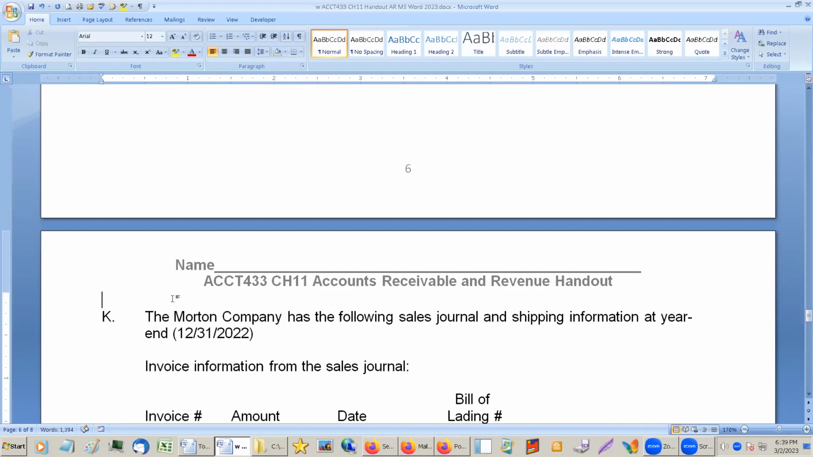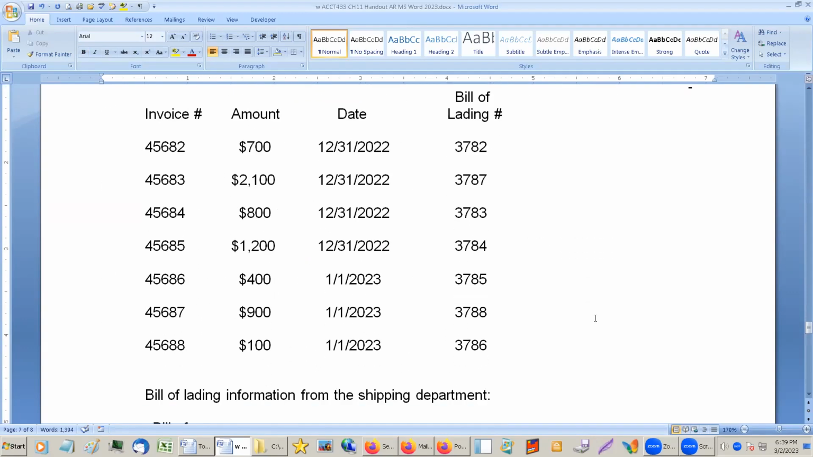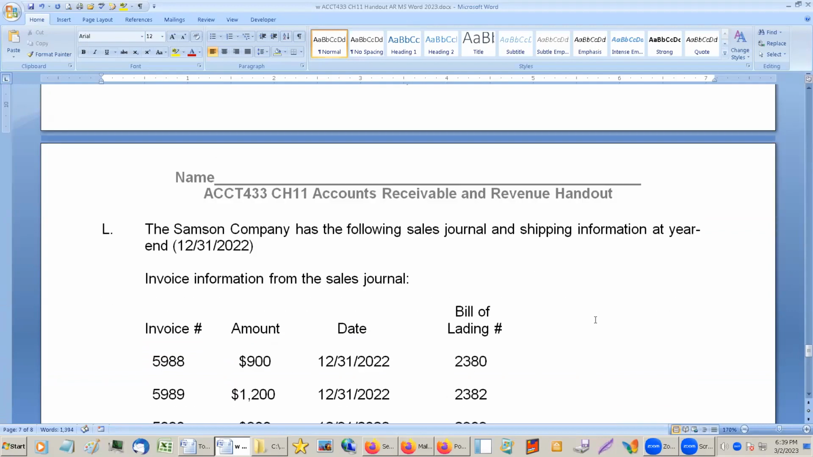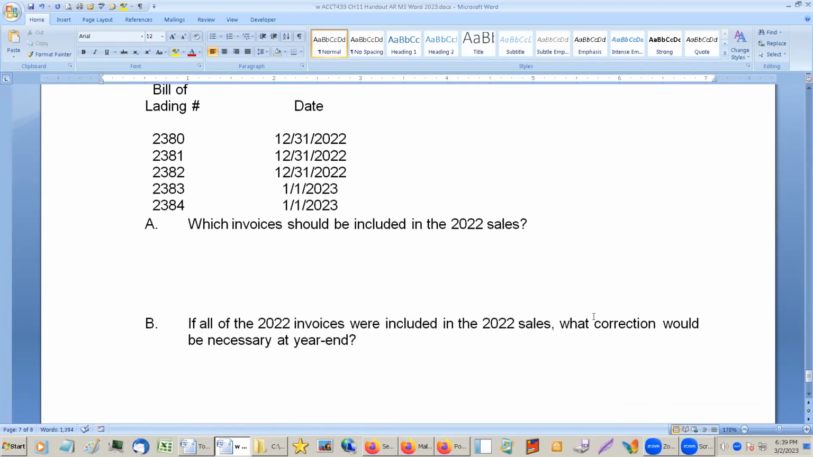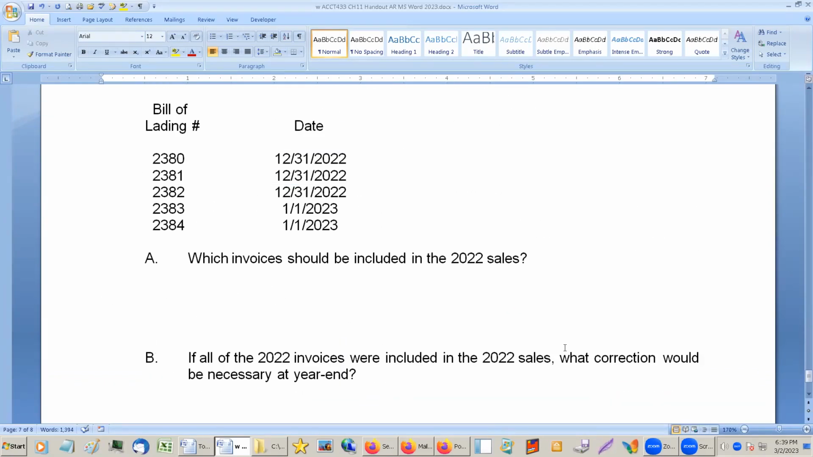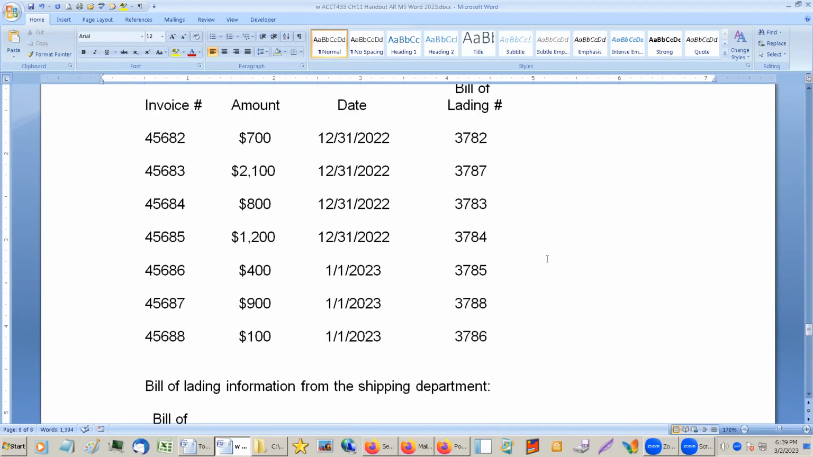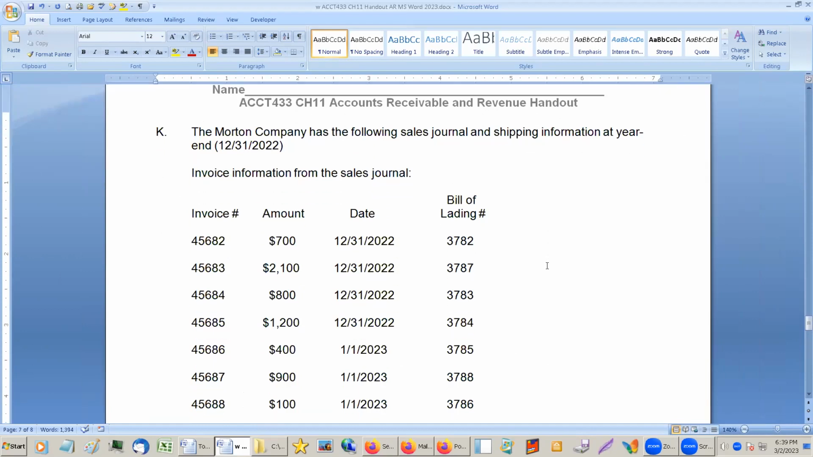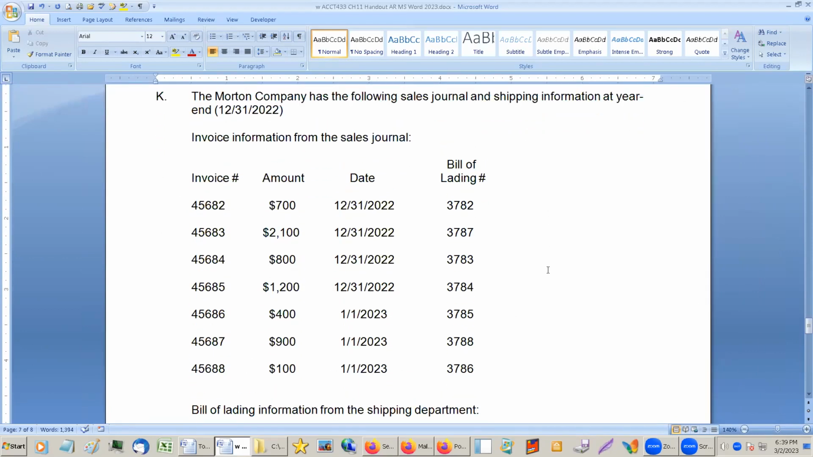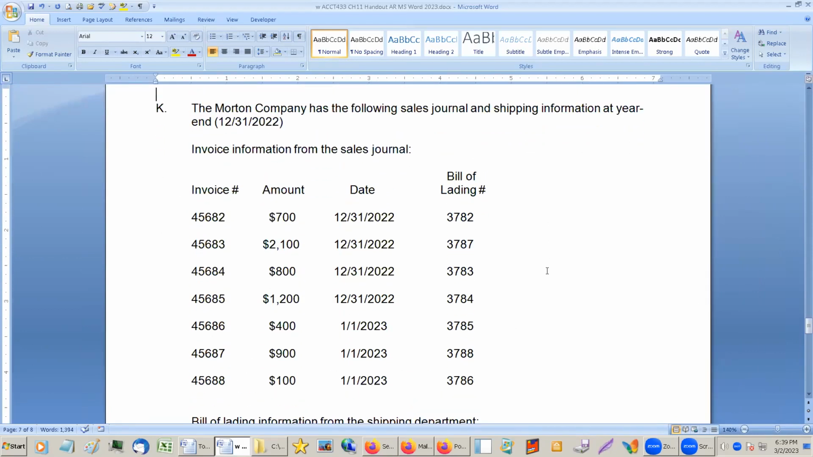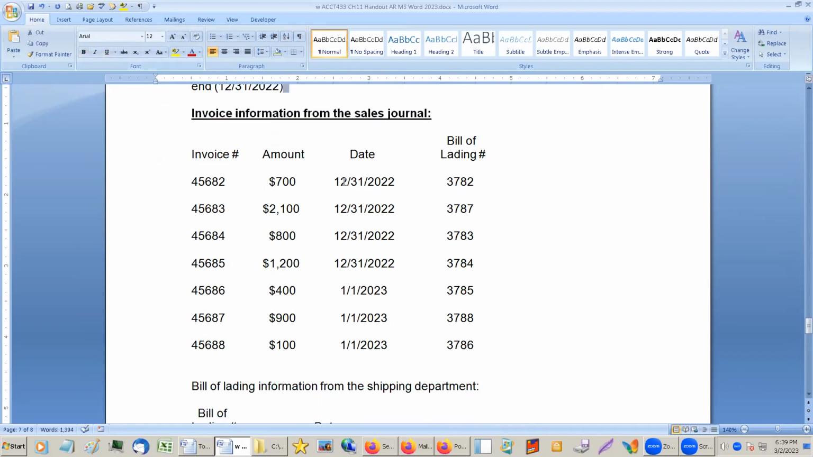Okay, let's go to, I think there's 2 pages of these. And what this is, information from the sales journal.